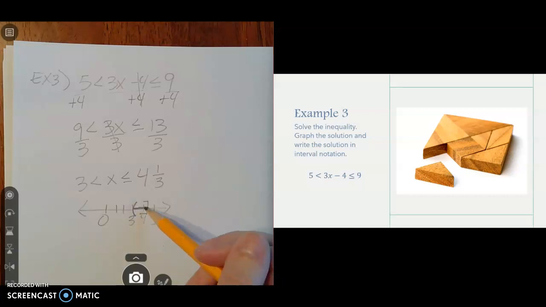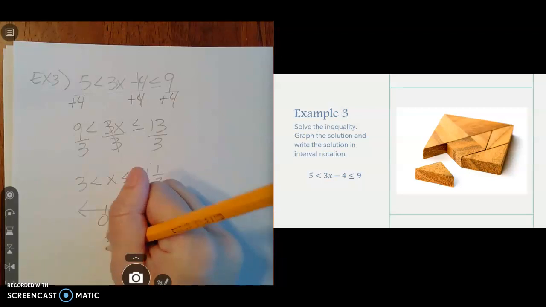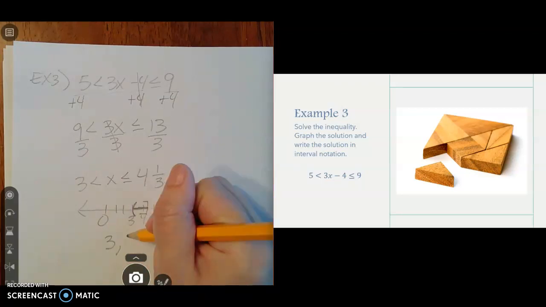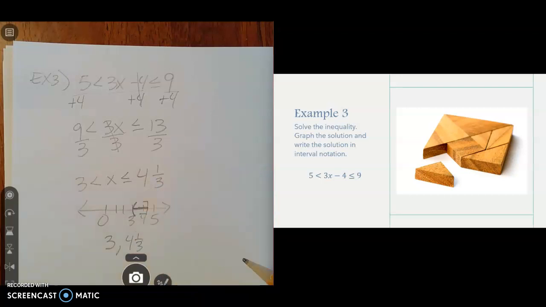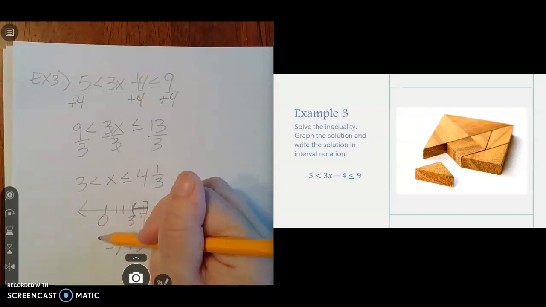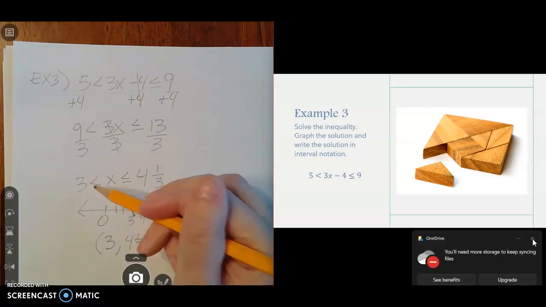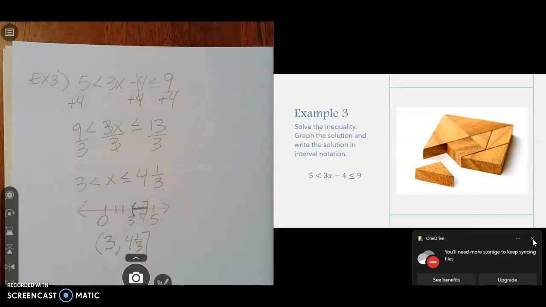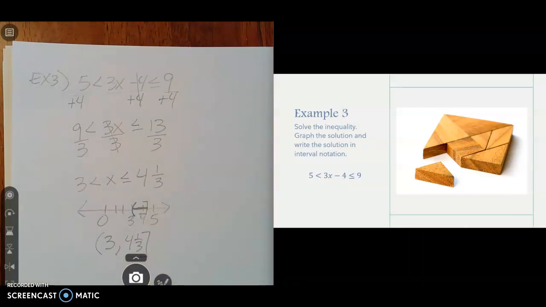Interval notation. How far left does it go? It starts at 3. How far right does it go? It ends at the 4 1/3, or if you want to put 13/3, that is fine as well. They're the same number, just written differently. The 3 will have a parenthesis because it's not included, and the 4 1/3 will have a bracket because it is included. All right?